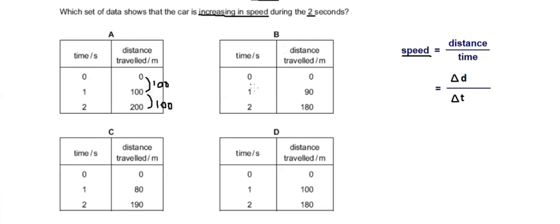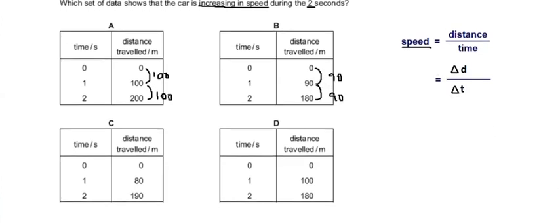In option number B, you can see it is going from 0 to 1, 1 to 2, the change in time is 1 second. Change in the distance in the first 1 second is 90 minus 0, that will be 90 meter. It is from 90 to 180, so we can say the change in the distance is 180 minus 90, that is again 90 meter. The change in the distance is constant, change in the time is also 1 second, so we can say constant distance divided by constant time will be the constant speed, because the slope will be constant here.